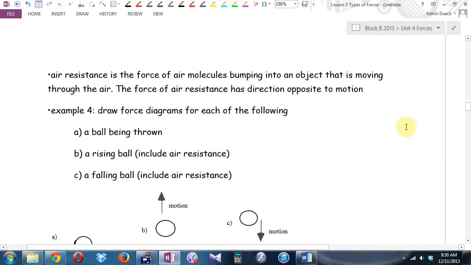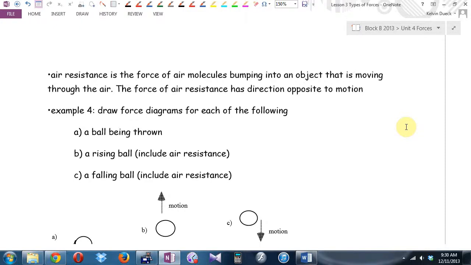So that's the normal force. Another force we've talked about a little bit is air resistance. Air resistance is the force of air molecules bumping into an object that's moving through the air. And Olivia, the force of air resistance is always in the opposite direction of motion. If you're moving to the left, air resistance is to the right. If you're moving up, air resistance is down.